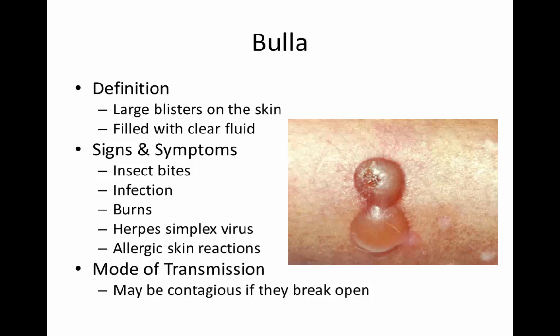A bulla is a large blister on the skin. It's often filled with clear fluid. Signs and symptoms include insect bites, infections, burns, the herpes simplex virus, or allergic skin reactions. Mode of transmission is very similar. It may be contagious if they break open and leak onto surrounding skin tissue.